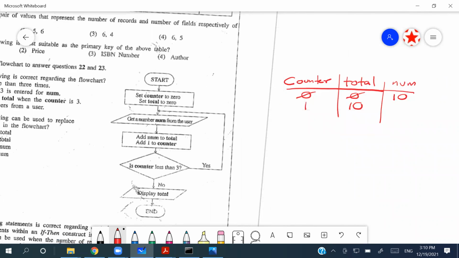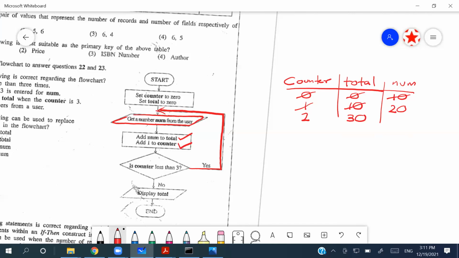So the condition is asking, is counter less than 3? Yes, counter is less than 3. So then it goes up and asks for another number, right? So there I'm going to give 20, eliminating 10. Again, I'm adding number to the total and adding 1 to the counter. So 10 plus 20 is 30, and adding 1 to the counter will become 2.